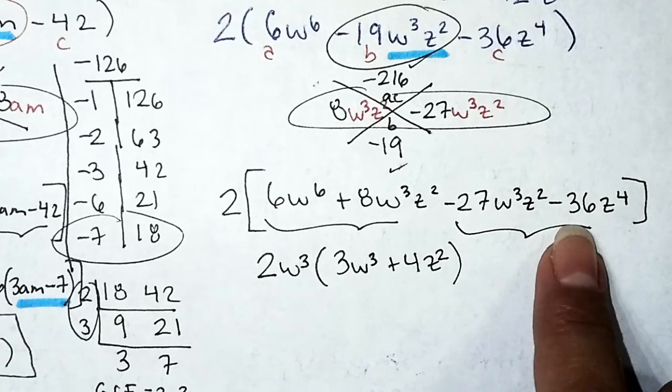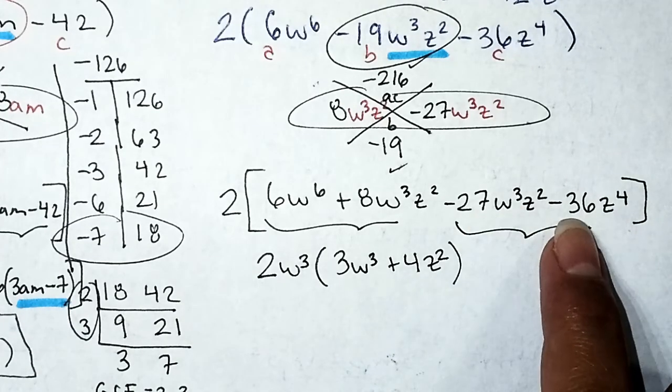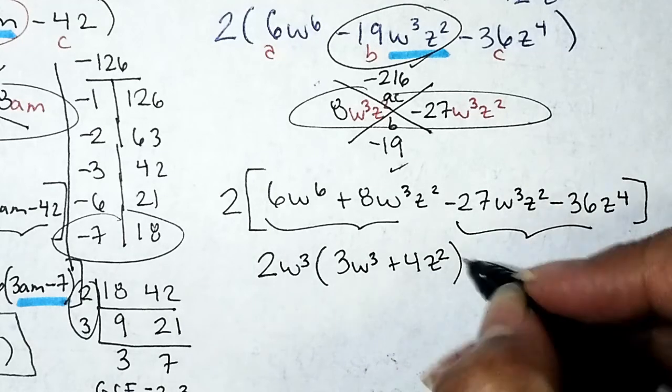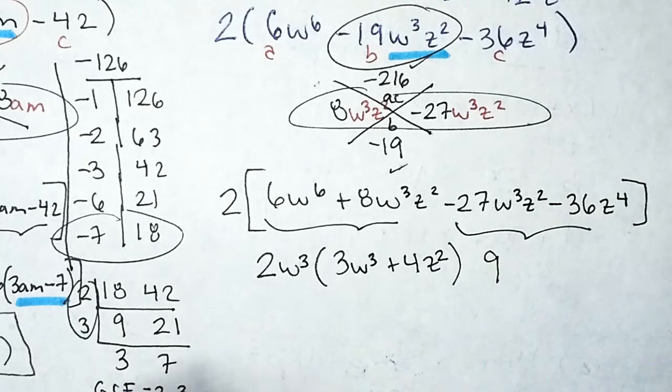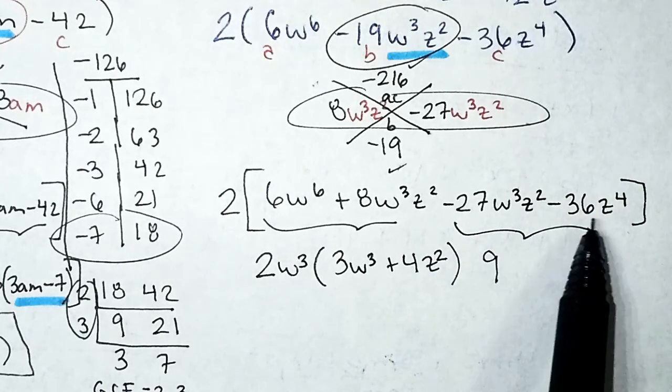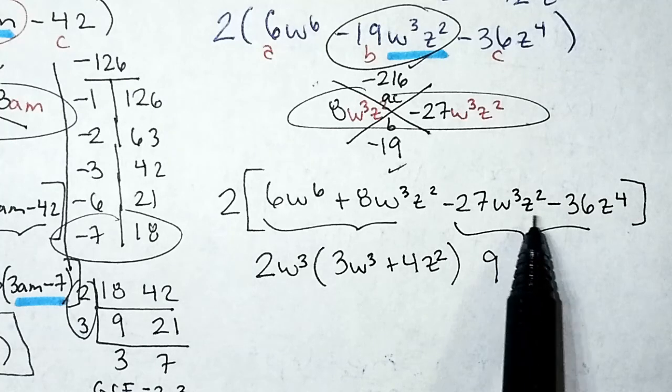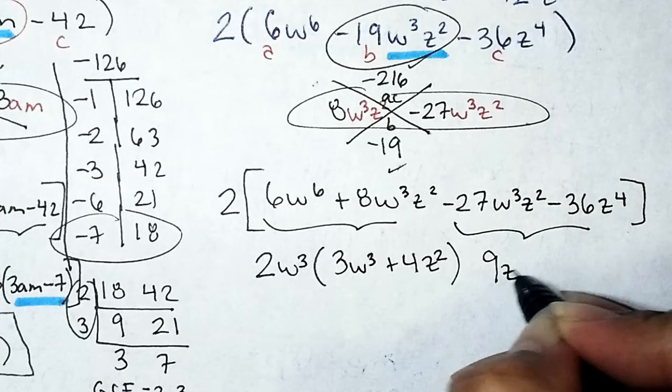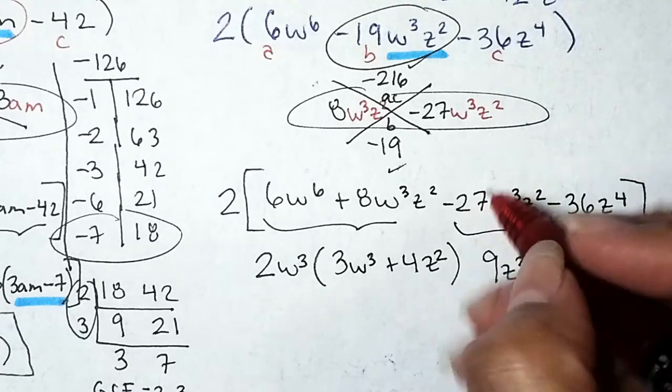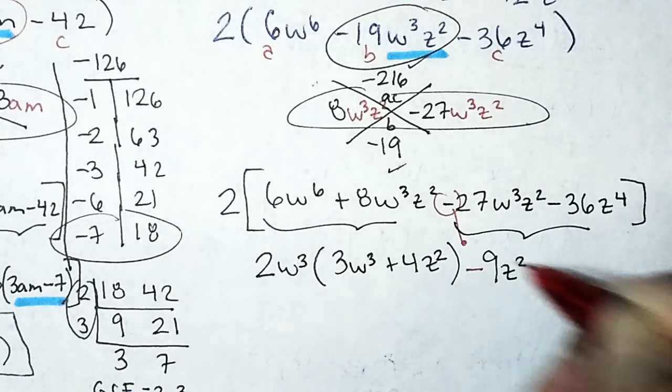Second group, what's the GCF? 27 and 36. Oh, who knows their times table? I think it's 9. Okay, I think so. Let's go with that. So we're going to factor out a 9. How about some variables? W, no w. How about some z's? Yeah, 2 z's, 4 z's. So we're going to factor out 2 z's. And then we're going to factor out a negative 9z squared.